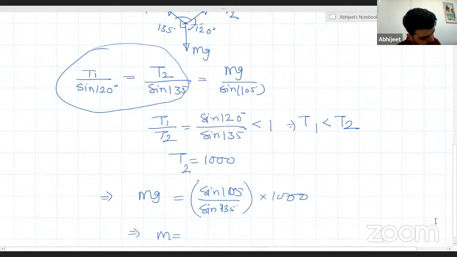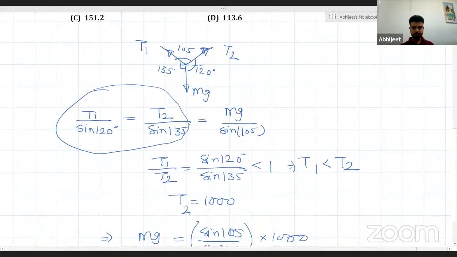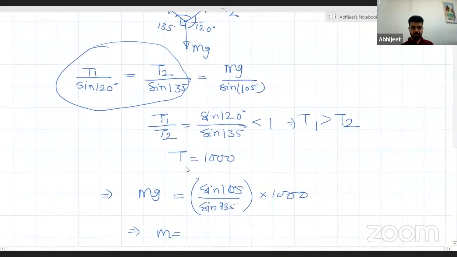Yeah, T1 is greater than T2. Is it? Let me check. Sine 120 divided by sine 135, that is 1 point something. Yeah, so here it is greater, right? T1 is greater than T2. So if T1 is greater than T2, it will be T1. So here instead of 135, it will become 120.